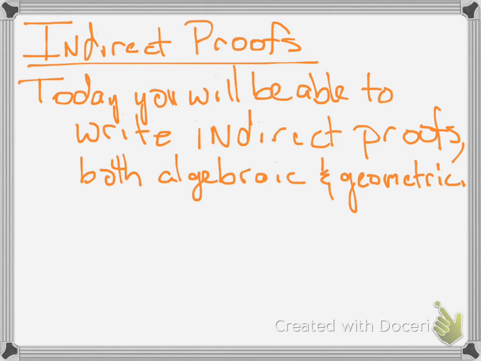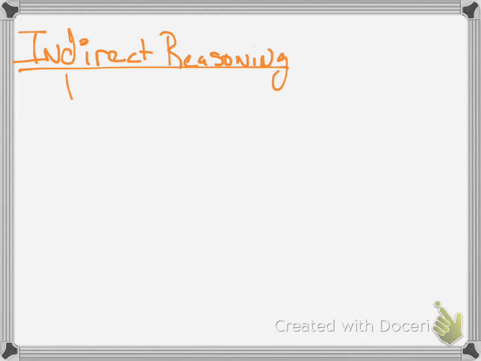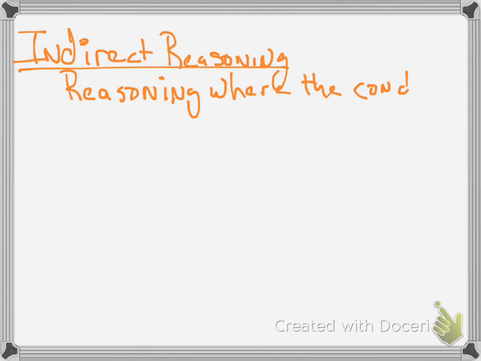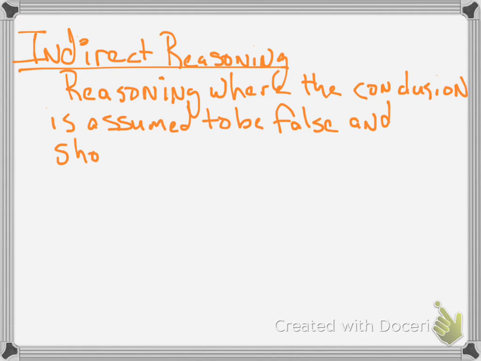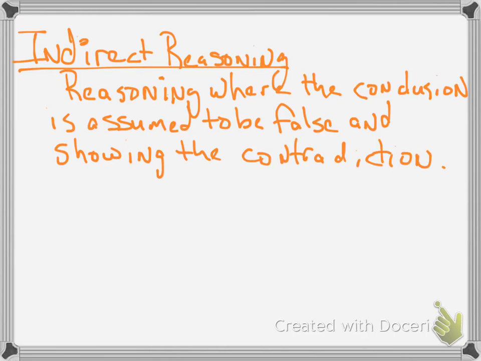So, what is an indirect proof? Let's talk about some things first. Let's talk about indirect reasoning. What does it mean to be indirect, besides being just your average person? Indirect reasoning means that you assume the conclusion is false, and then you try to prove the contradiction. So you presume that the conclusion is false, and then try to show the contradiction. So your focus is on the contradiction.